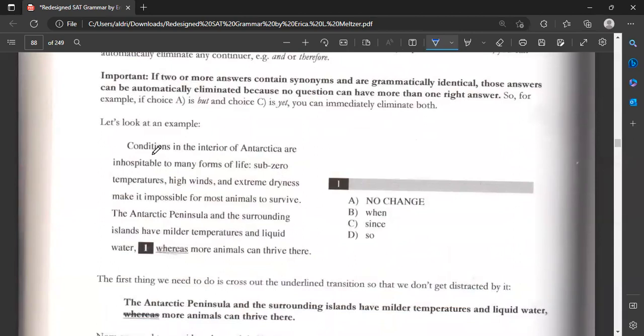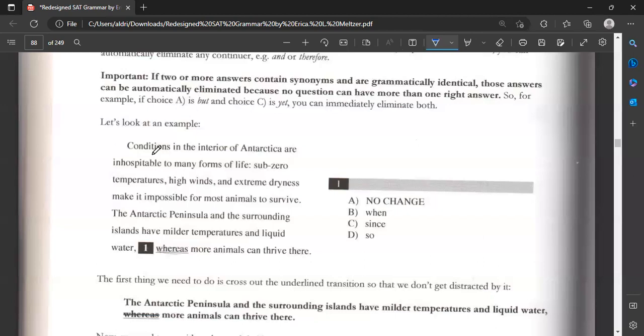So let's look at an example. I'll do this example, and then you guys try the next one. It says conditions in the interior of Antarctica are inhospitable to many forms of life, which means the conditions inside Antarctica are kind of crazy for life to thrive. Sub-zero temperatures, high winds, and extreme dryness make it impossible for most animals to survive.